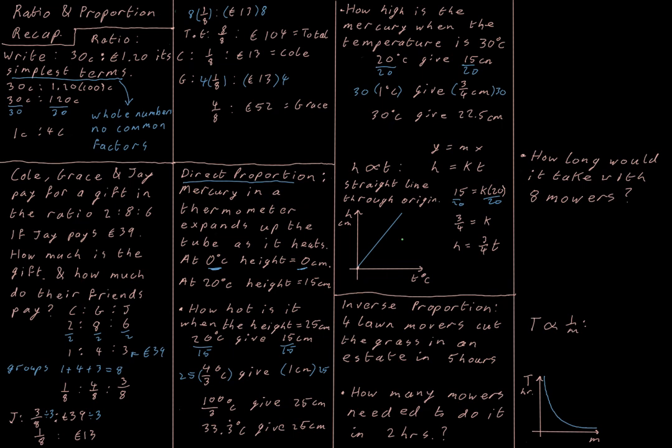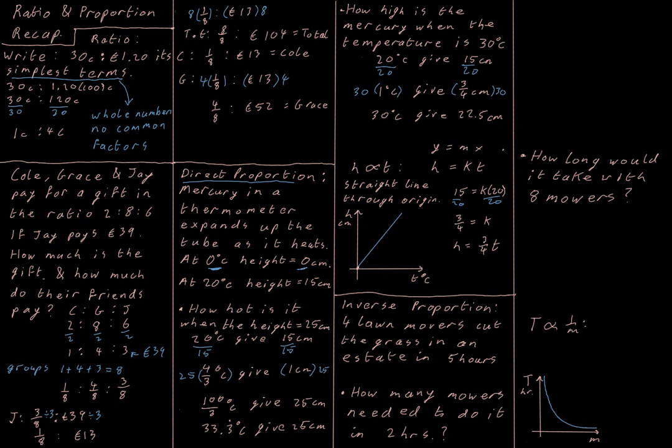Now let's have a look at, in some sense, the opposite of that, where we have inverse proportion. So 4 lawnmowers cut the grass in an estate in 5 hours. So it takes 4 lawnmowers 5 hours to cut all of the grass in a big housing estate. How many mowers would be needed to do it in 2 hours?